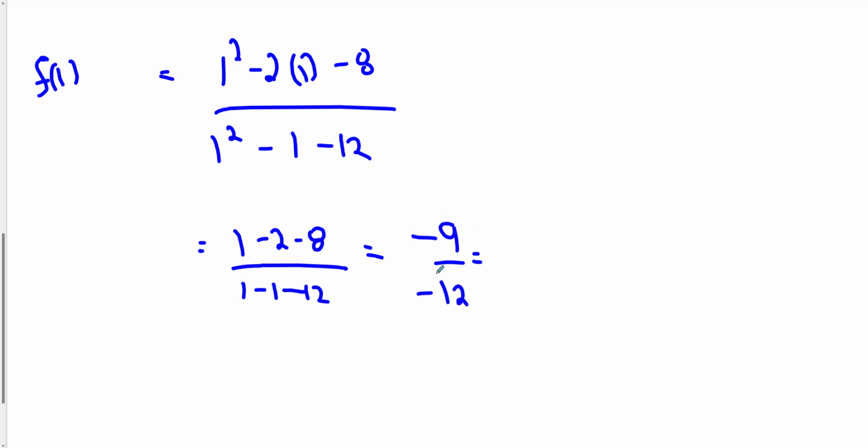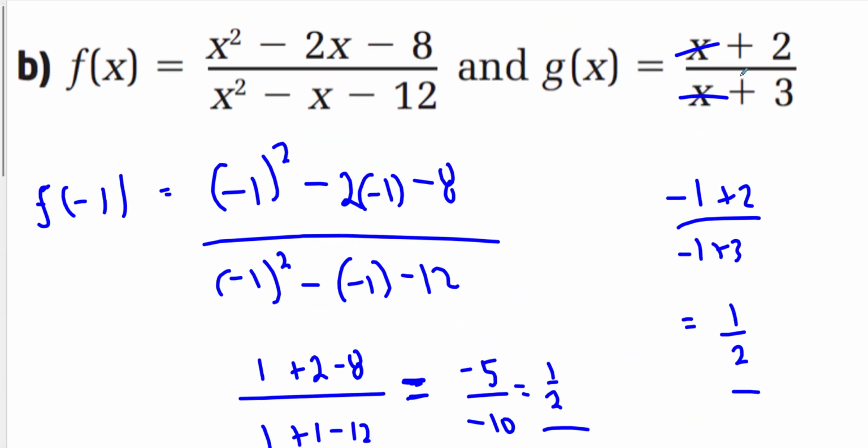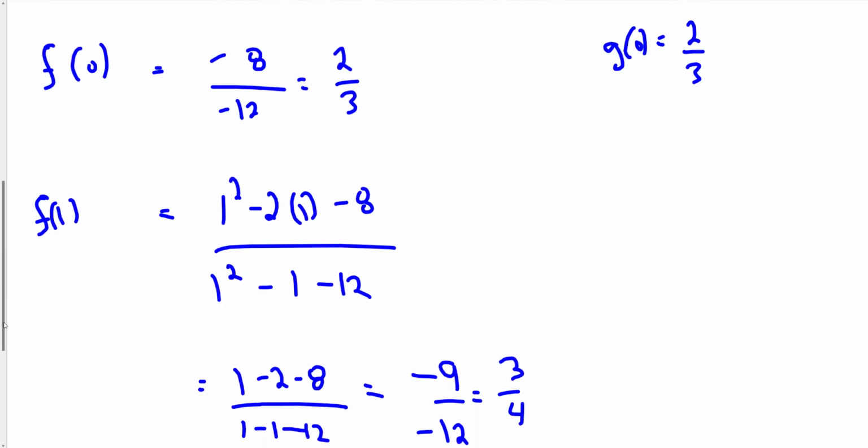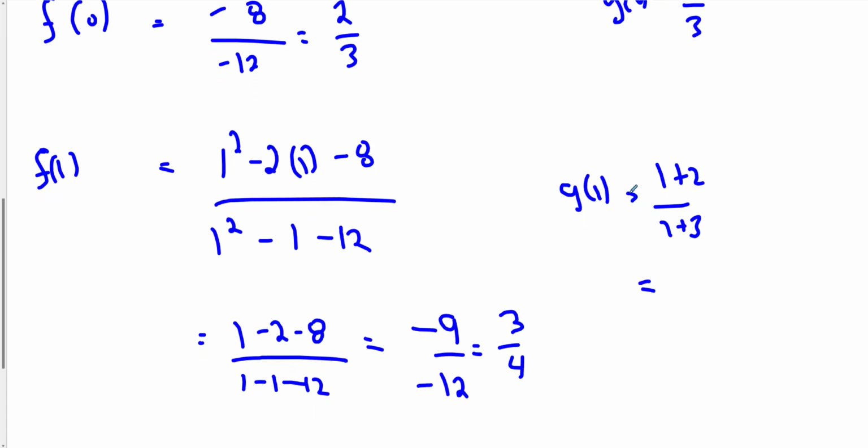And negatives cancel out. Once again, 9 divided by 12. Well, that's simplified by taking a common factor of 3 out, so it's going to be 3 over 4. All right, so 3 over 4. Here we have 1 plus 2 and 1 plus 3. That's pretty straightforward, which is just 3 over 4. And what do you know? They're exactly the same. So there's a very strong chance that these are exactly the same.